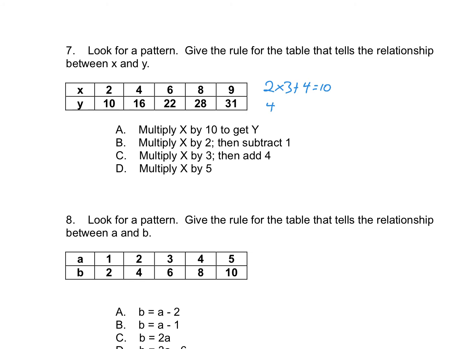Okay, if we have 4 as an x, and we multiply by 3 and add 4, 4 times 3 is 12, plus 4 is 16. It's looking like it's working. Let's try 9. If we have 9 and we multiply it by 3 and then add 4, what have we got? 9 times 3 is 27, plus 4 is 31. That one works. So this is the correct answer. Multiply by 3, then add 4.